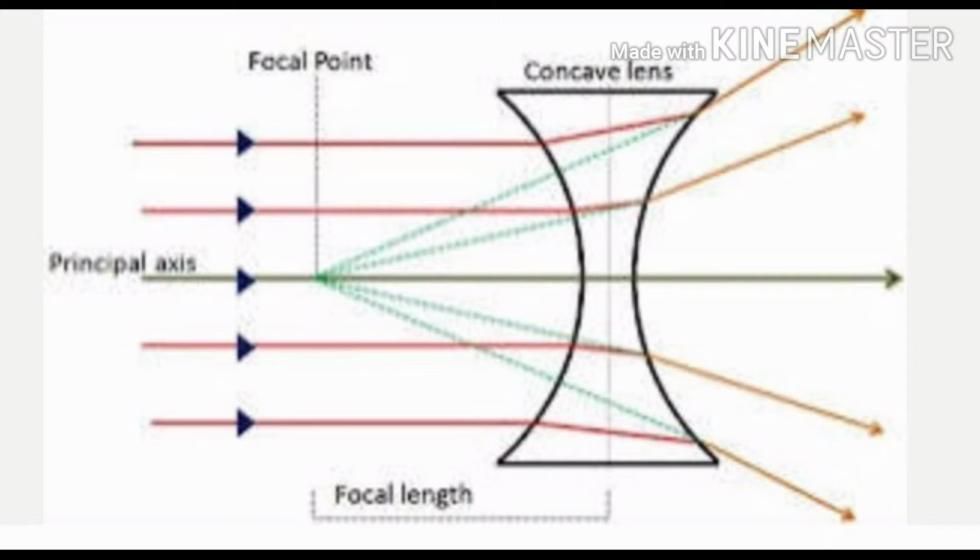Similarly, several rays of light parallel to the principal axis are falling on a concave lens. These rays, after refraction from the lens, are appearing to diverge from a point on the principal axis. This point on the principal axis is called the principal focus of a concave lens.